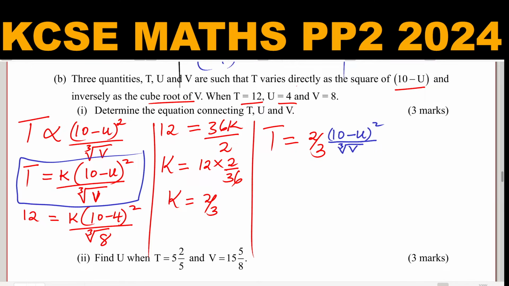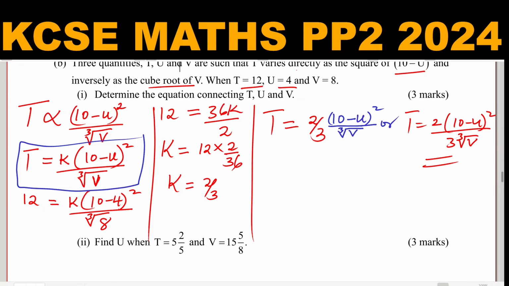Or you can decide to write it in another way. You can write it like this still. T is equal to 2 times 10 minus U squared, everything divided by 3 times the cube root of V. That one is still okay. So that is how you're supposed to work out that part.